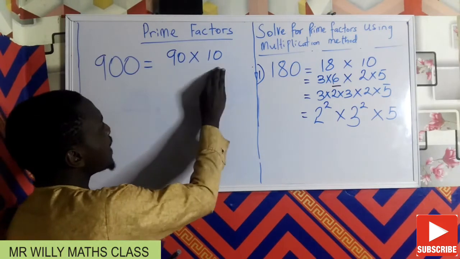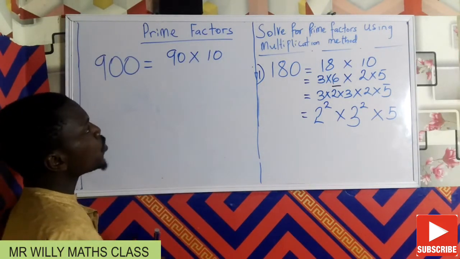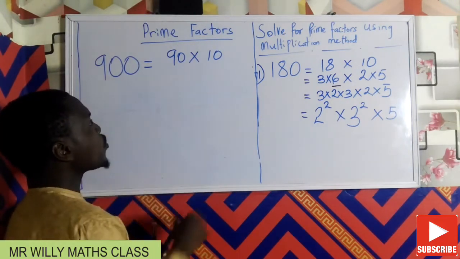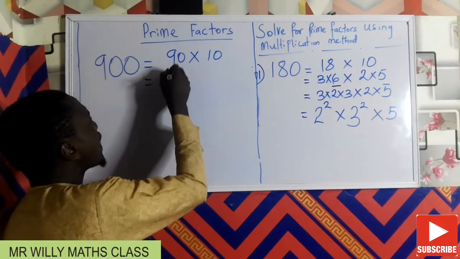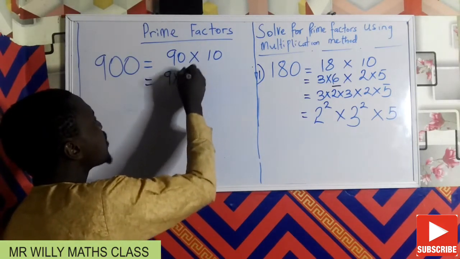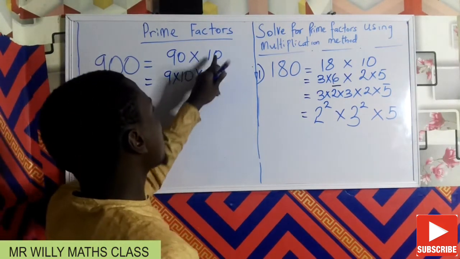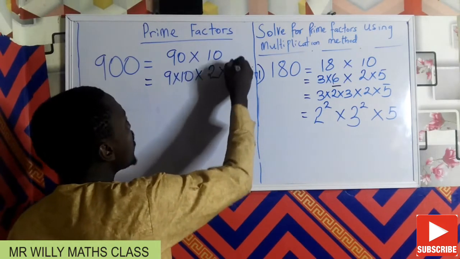But both 90 and 10 are not prime numbers. They are not prime factors. So you move further by thinking about 2 numbers that if you multiply with each other, will give you 90. If you multiply 9 times 10, that will give you 90. You move on. You think about 2 numbers that if you multiply them together, will give you 10. 2 times 5 will give us 10.